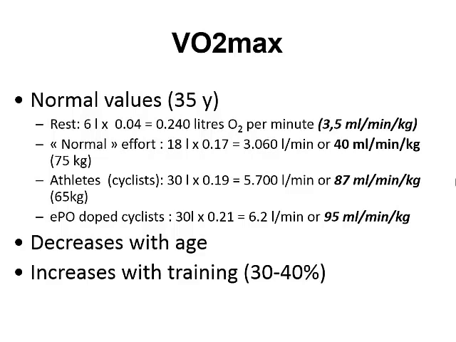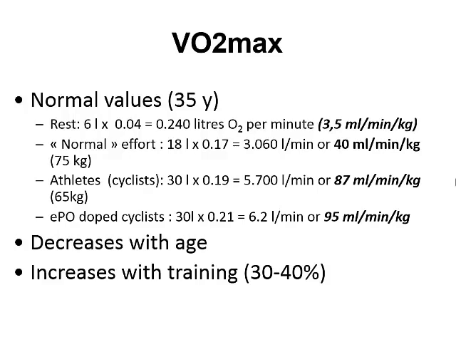In normal values in a 30-year-old man, you have at rest a cardiac output of 6 liters. You have an AVO2 difference of 4. This results in 240 milliliters of oxygen per minute, which is about 3.5 ml per minute per kilogram of VO2. You have to remember this. During a normal effort, you increase, for example, cardiac output to 18, you extract more oxygen, and you reach 17 of peak AVO2 difference. This reaches 3 liters of VO2 max, which is about 40 ml per minute per kilogram.